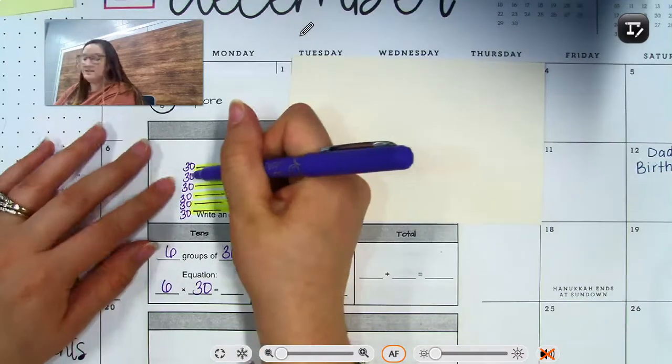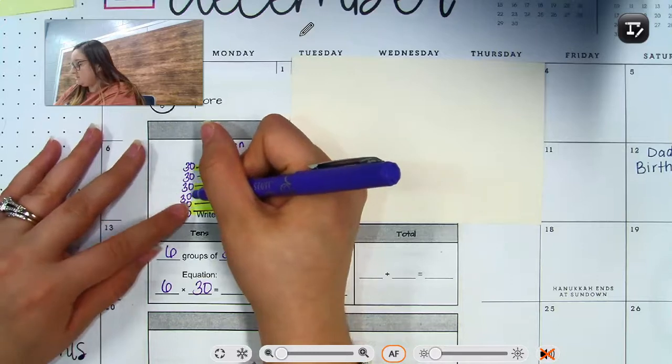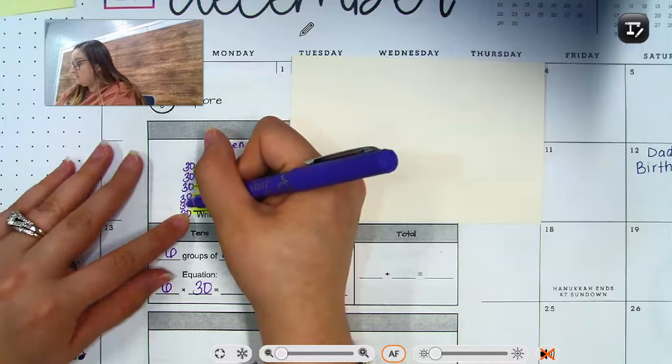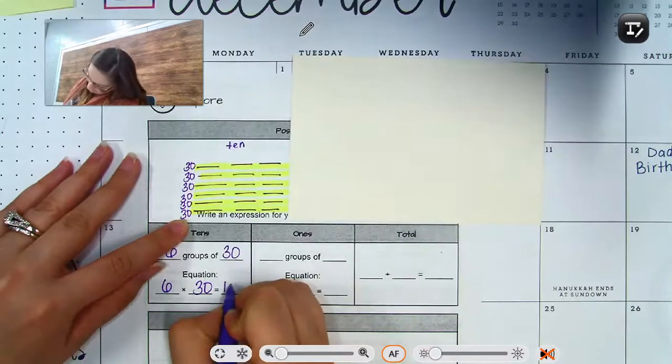So I have 30 plus 30 is 60. 60 plus 30 is 90. 90 plus 30 is 120. 120 plus 30 is 150. And 150 plus 30 is 180.